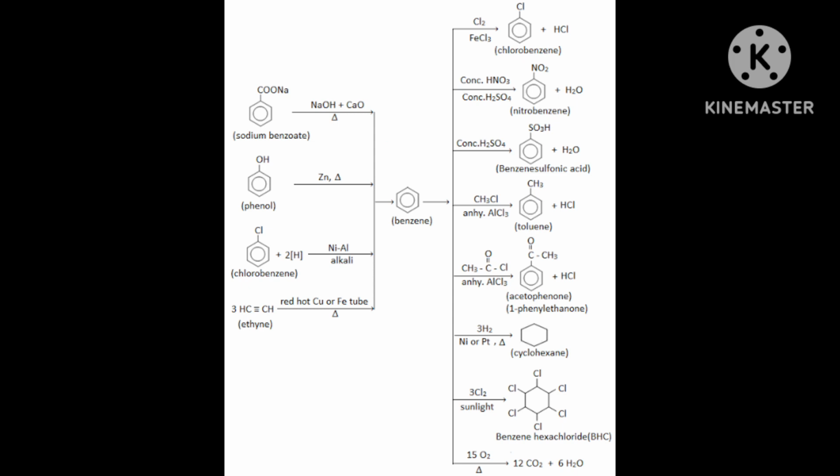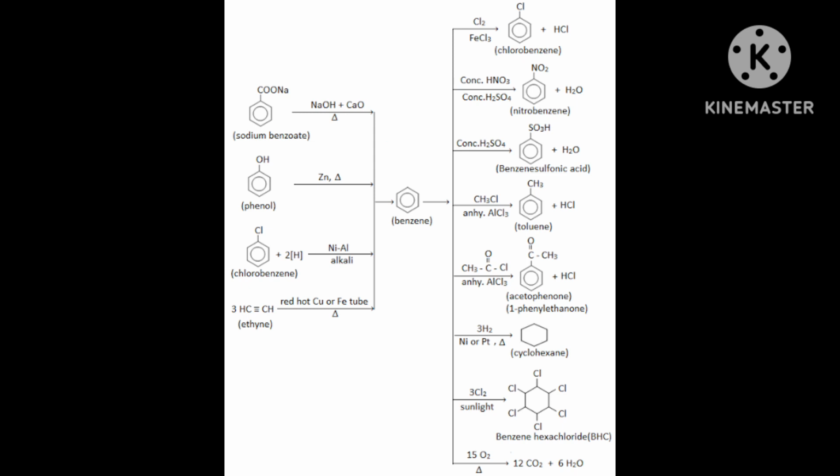Then from this you got benzene from the sodium salt of benzoic acid. This is the benzene ring, and COONa is attached to it. This is called the sodium salt of benzoic acid. From this acid you can get benzene on heating with calcium oxide and NaOH.